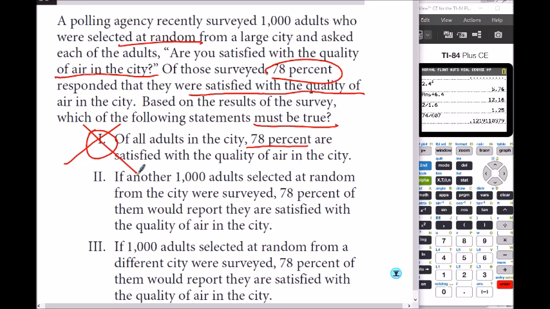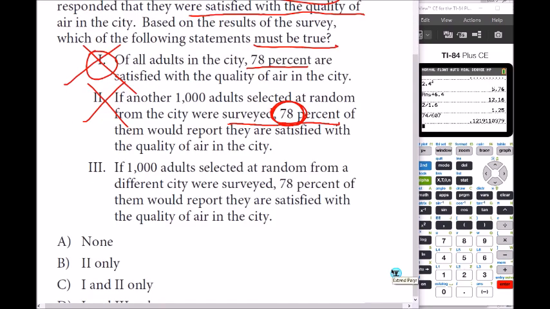If another 1,000 adults selected at random from the city were surveyed, then 78% of them will report being satisfied. Again, close to 78, but it doesn't have to be exactly 78, so that's not always true. Could be true. If 1,000 adults selected at random from a different city, 78% of them will report they are satisfied with the quality of the air in the city. No, that's a different city. So basically none of the above, right? Possibly, but not always true.